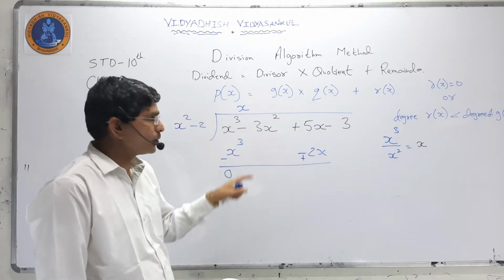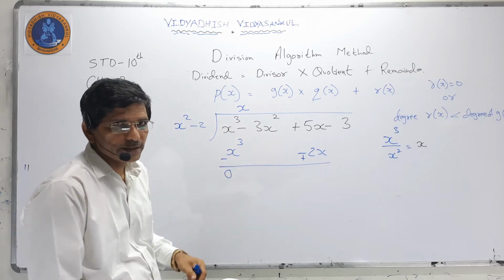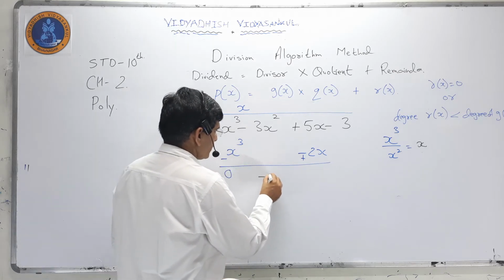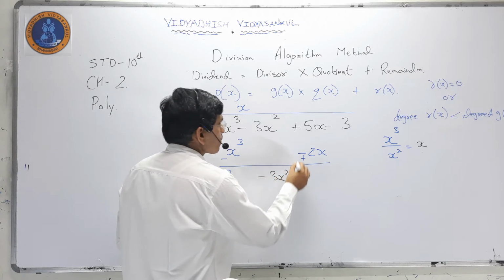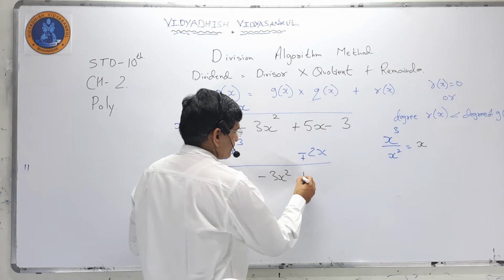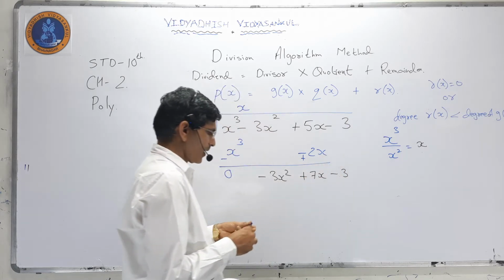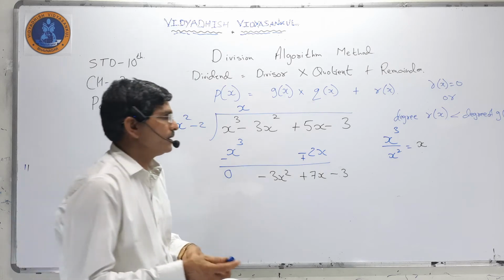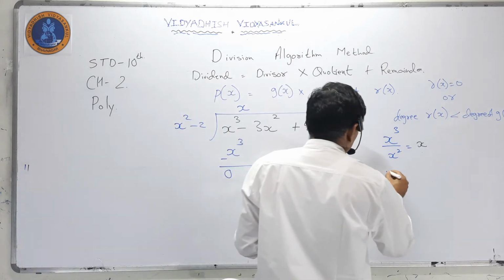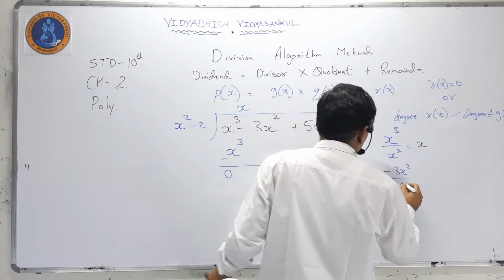So here it is minus, here it is plus. Now which term do we have to take downward? That is minus 3x square. I have to write it here. So minus 3x square plus 7x minus 3. Now again, what is the next step? That is minus 3x square divided by x square.